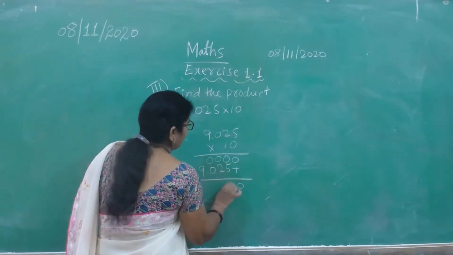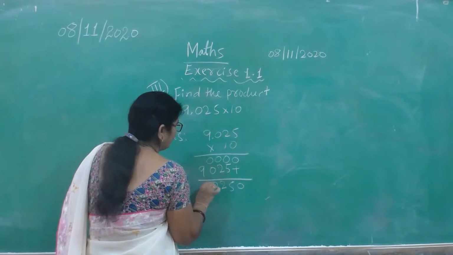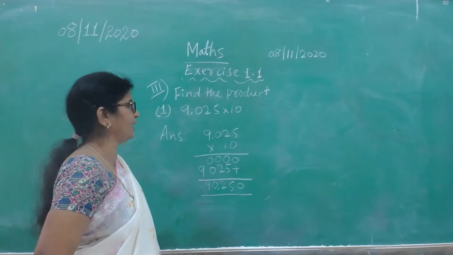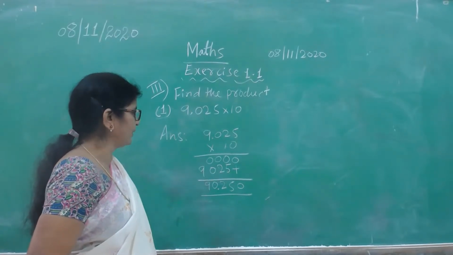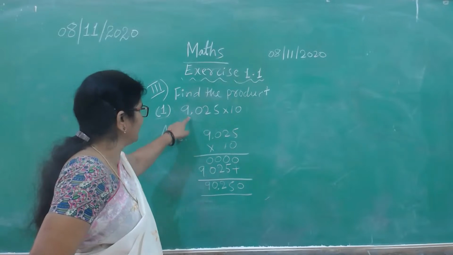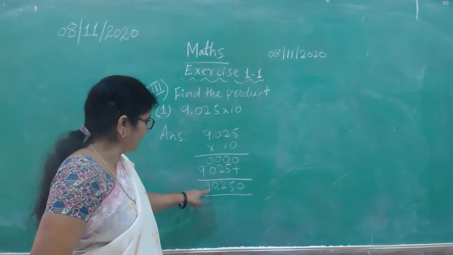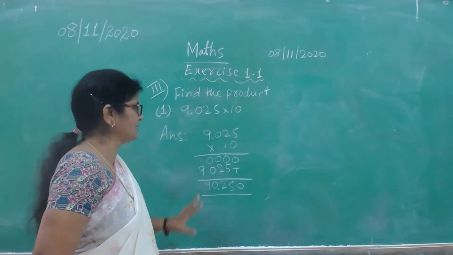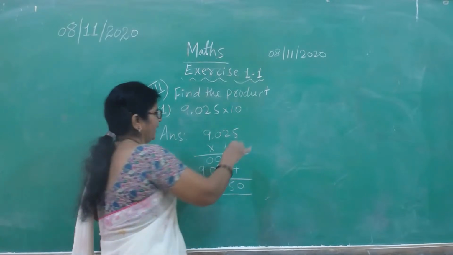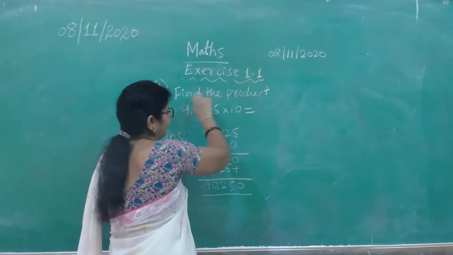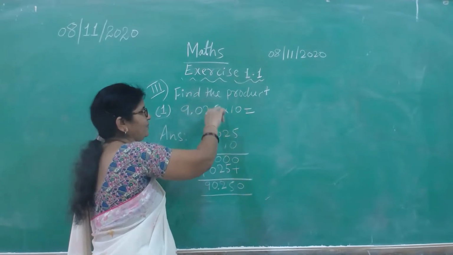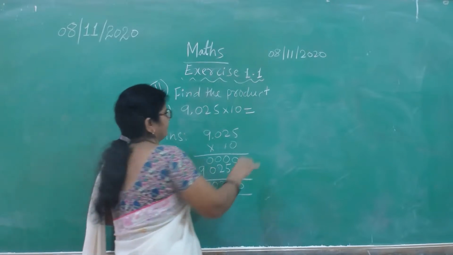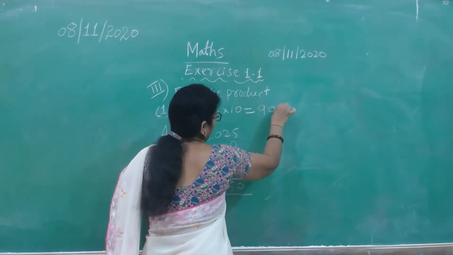0, 5, 2, 0, 9. That is 90,250. Already I have shown you that answer. You have to write, just see, 9025. This 0 is one, here you have to write 0. That is an easy method. Directly writing the answer, whatever the multiplicand is, the same multiplicand you have to write. Just you have to write 0 in the place. 90,200.